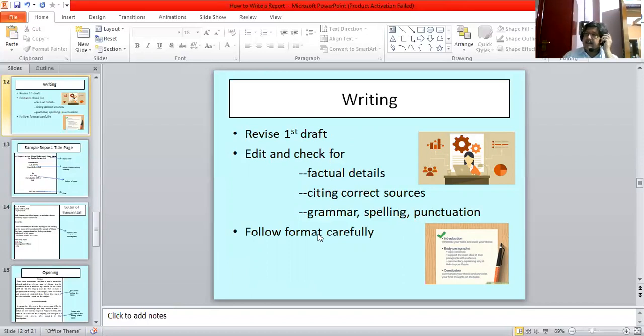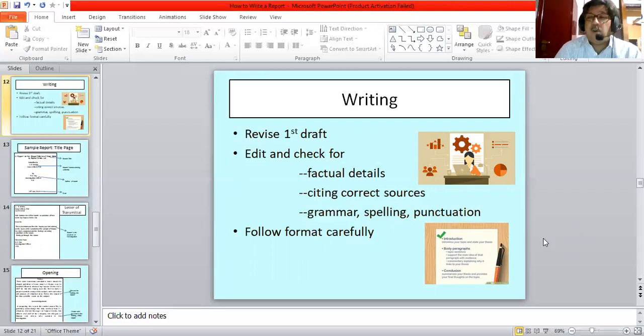So I will check whether more factual details can be incorporated or not. I will see whether anything has been left out and which can be included. I will see whether the accuracy of all the details has been preserved or not. I will also check the sources. So there are lots of sources in a report. So I will have to check and see whether I have given the correct sources or not. Also, I will have to check the language of the report finally. So I will have to see whether the grammar, spelling, and punctuation are all right or not. And obviously, I will have to follow the format carefully.